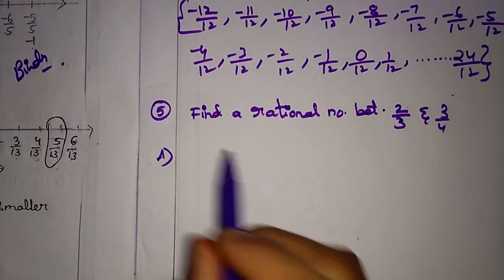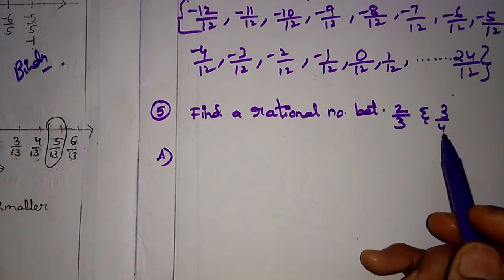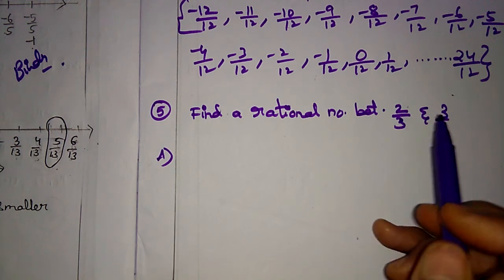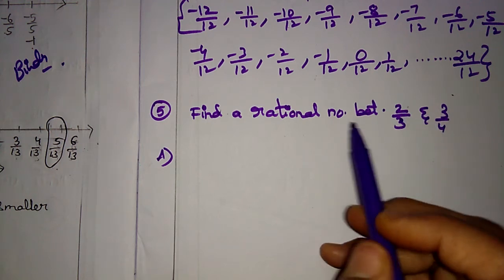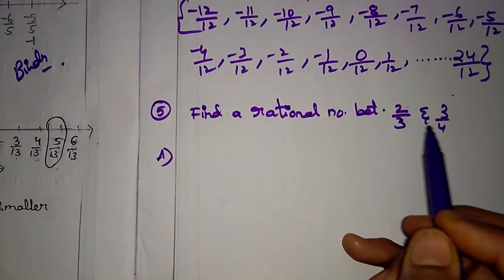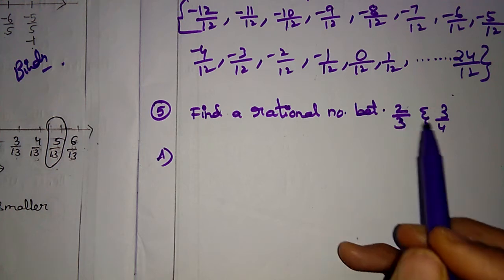Children, see this fifth question. Find a rational number between 2 by 3 and 3 by 4. See, children, I told you, for any comparisons or anything, we want like fractions. Here also you want a rational number between this and this. Can you tell directly, children? No, I told you that here there should be like fractions.